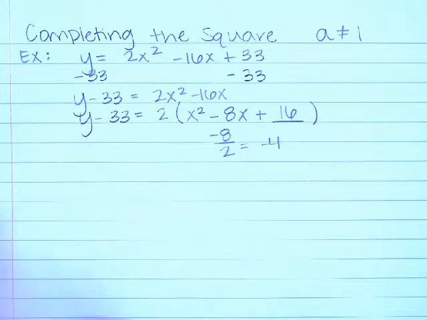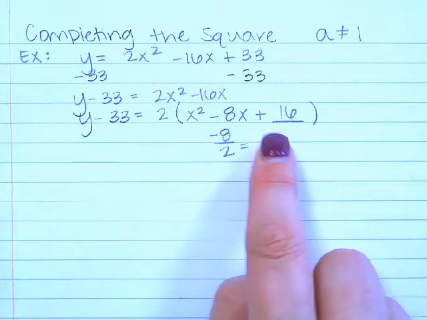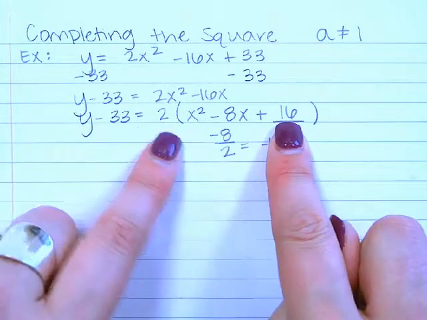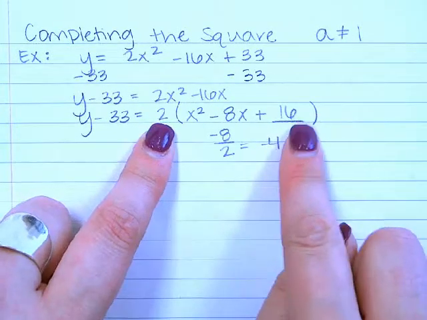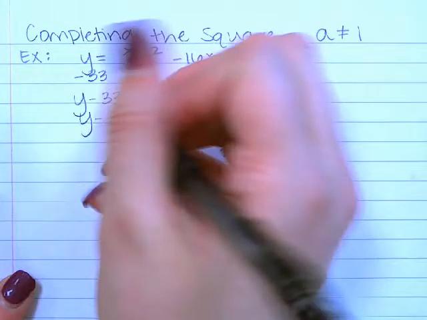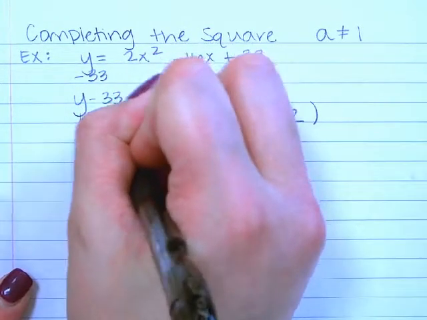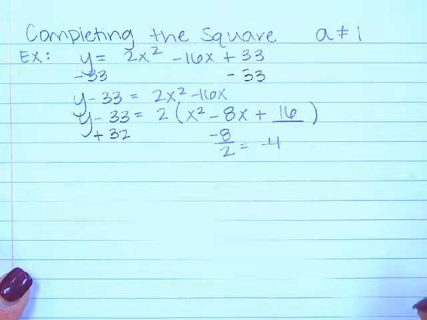But here's the other part where things are a little bit different. I didn't really add 16, I actually added 2 times 16. So I really added 32 to the right side of the equation, which means I have to add 32 to the left side of the equation.